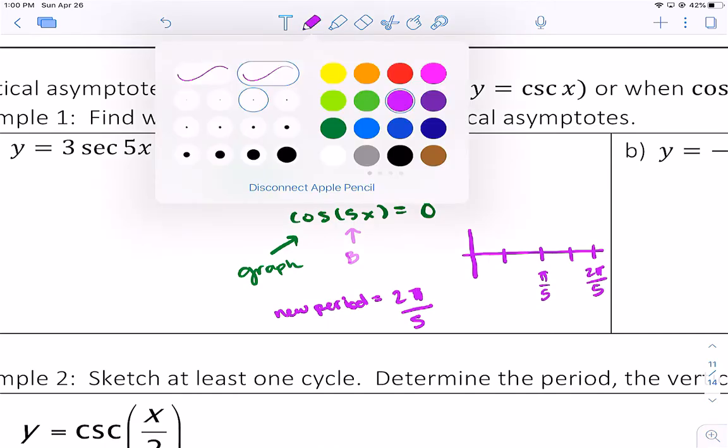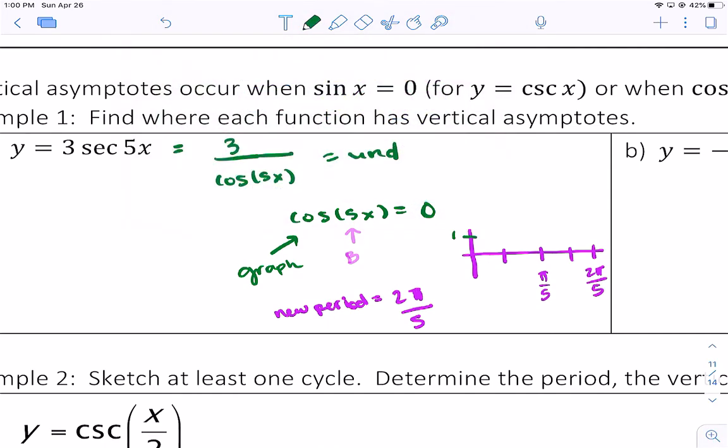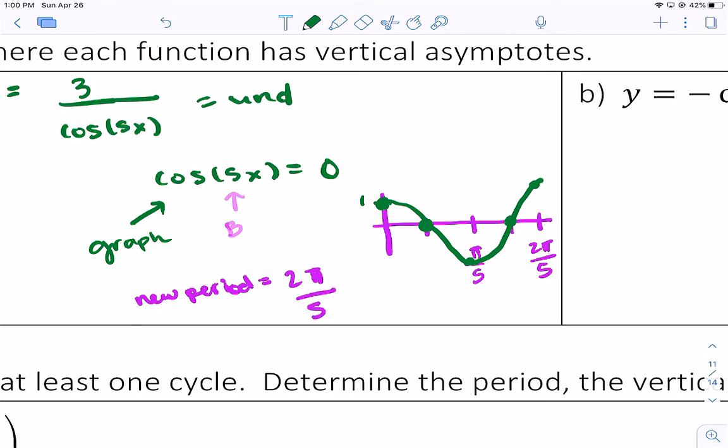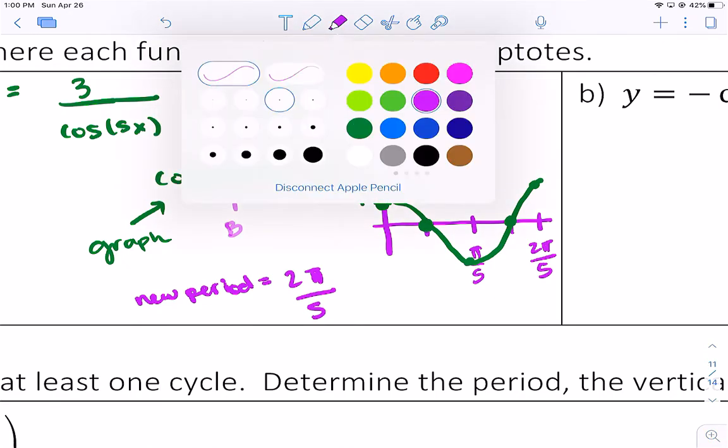I know the cosine graph starts at 1, and it alternates between a max, the midline, the min, which would be here at -1, back to the midline, back to the max. So the cosine graph just looks like this. All I've done is change the x-axis. So we are looking for where this equals 0. It equals 0 at each of these x-intercepts.